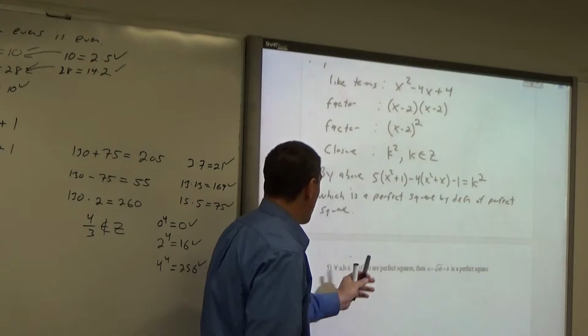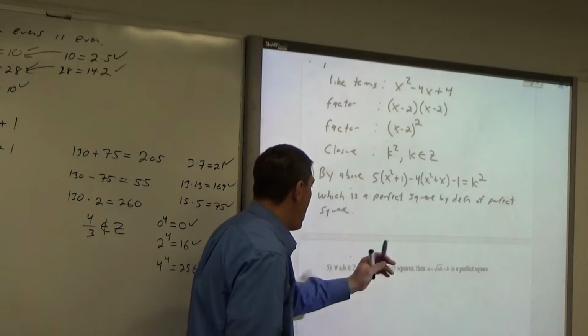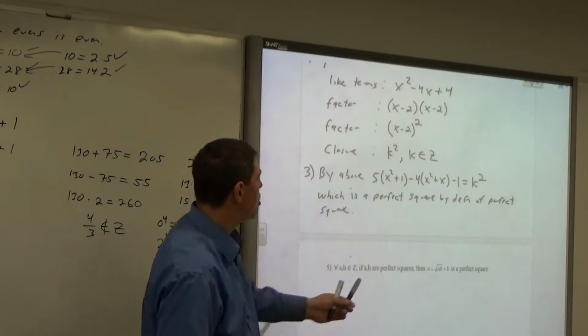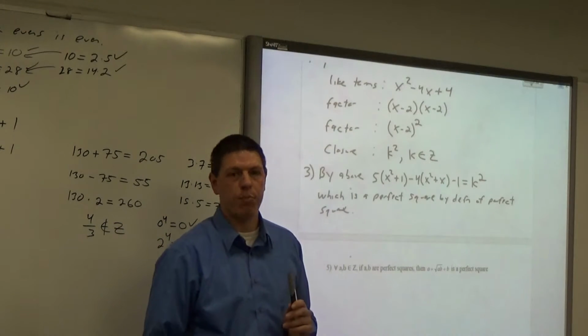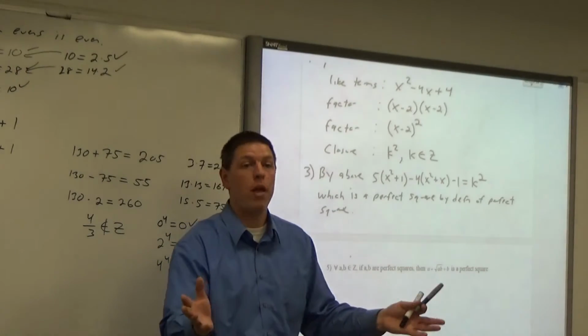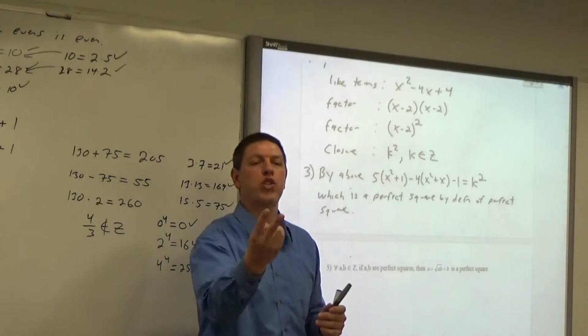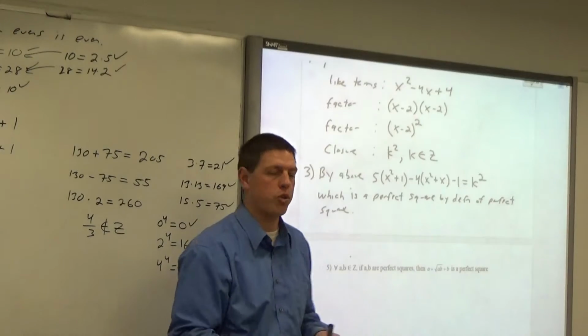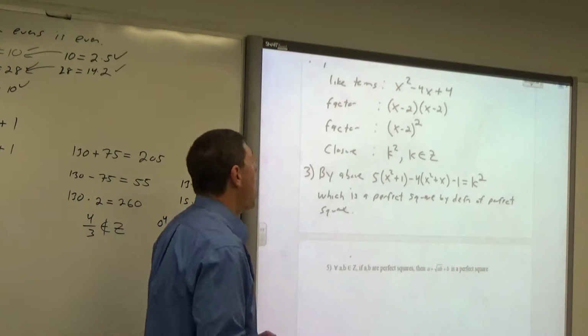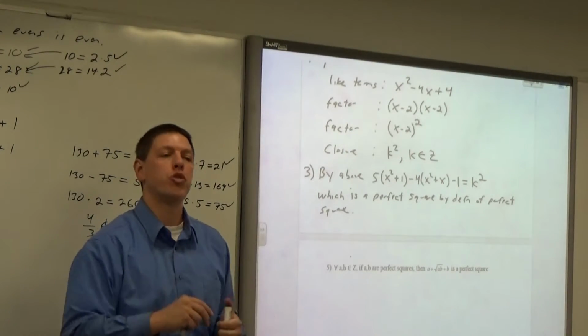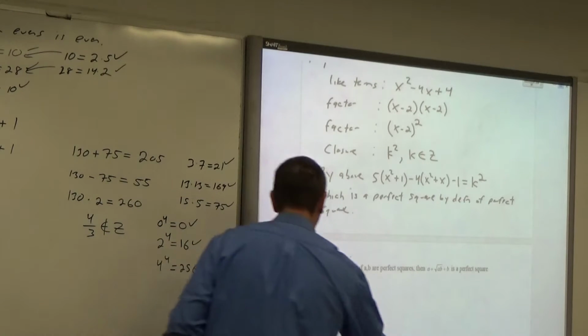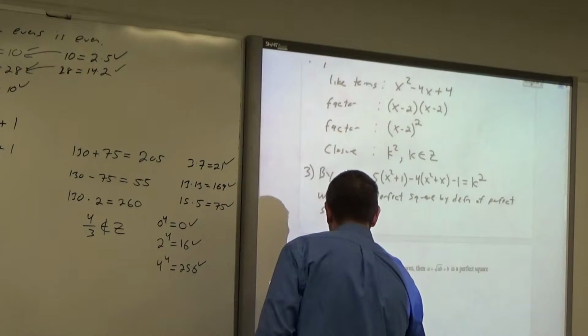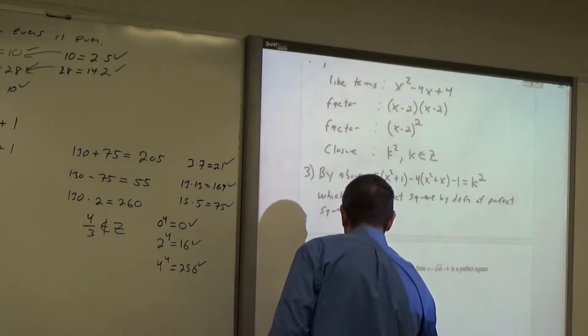For any integers A and B, if A and B are perfect squares, then this ugly structure right here is a perfect square. Now, it is true. If you don't trust me, pick two perfect squares, throw it in there, you'll see it works. So, let's start this out. How many variables do we need? 2. Okay, so let's let A and B be elements of the integers.